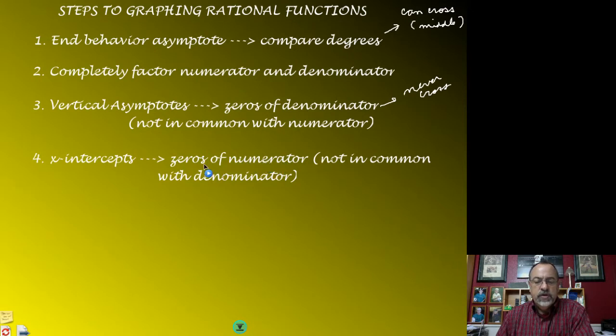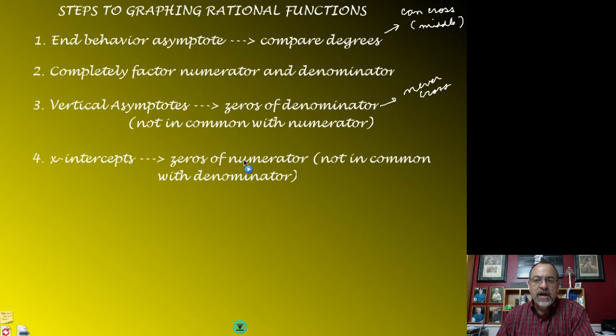Okay, so when you're looking for where it can cross the x-axis, it can only cross the x-axis where the numerator can be made 0. And if you think about it, it makes sense, because you're talking about x-intercepts, and that's on the x-axis, and all of the y values on the x-axis are 0. So the only way this is an x-intercept is if the y value is 0.